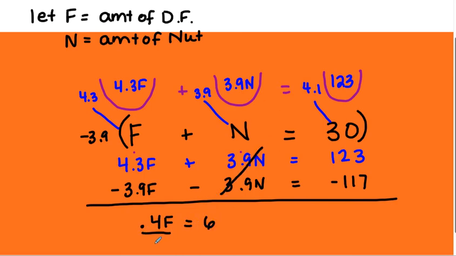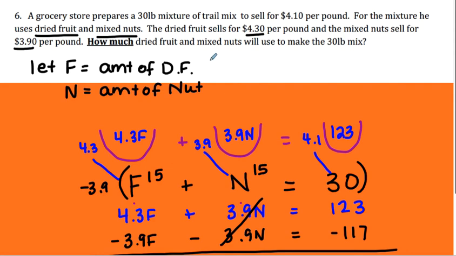Now I add the equations together, and I'm going to get 0.4F equals 6, since these get eliminated, and then I'm going to divide by 0.4. And so I got F to be 15. So if F is 15, well then N has to be 15. So the question asks how much nuts? So 15 pounds of nuts and 15 pounds of fruit is my answer.